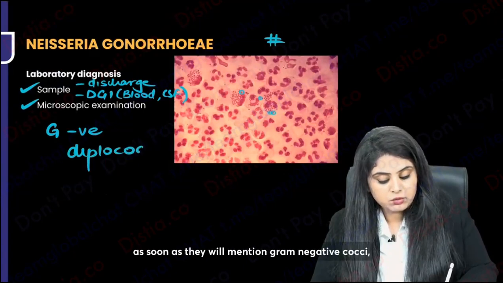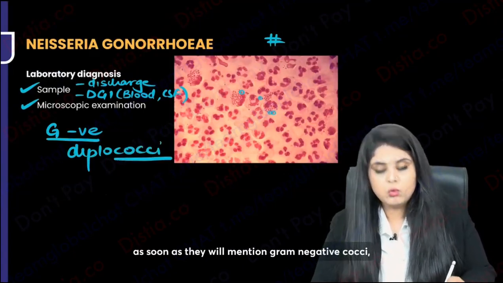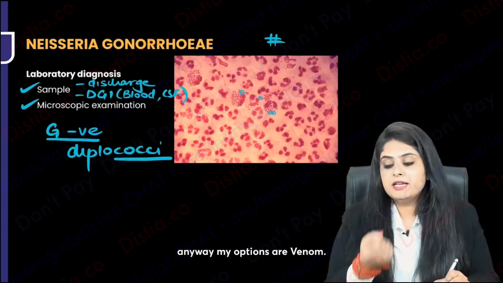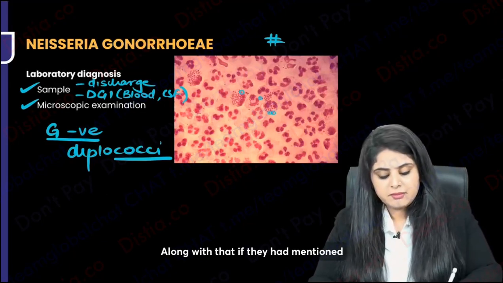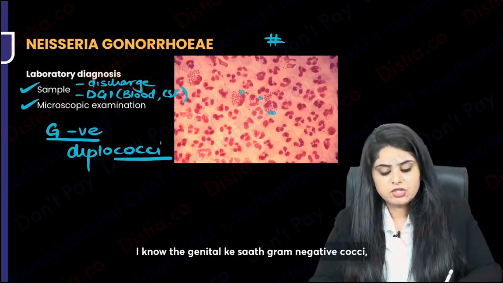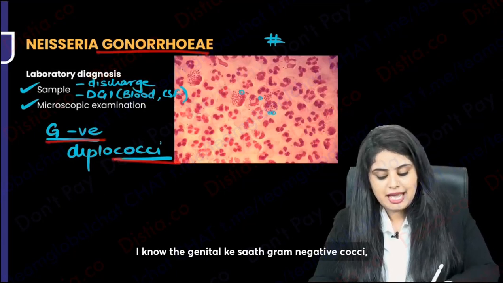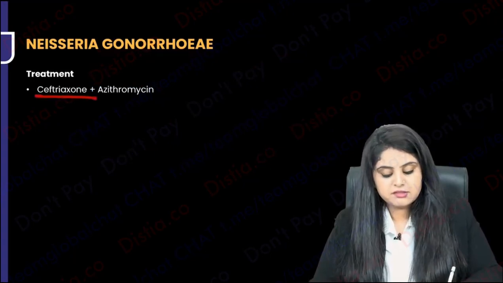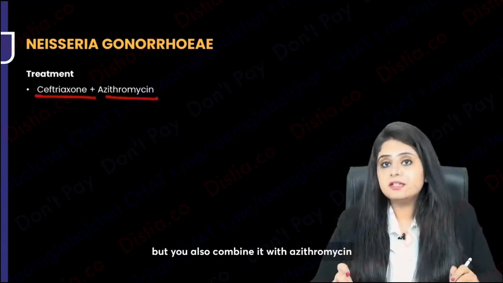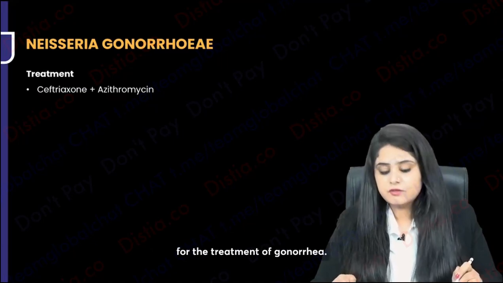See, first of all, as soon as they mention gram-negative cocci, my options are limited: Veillonella, Neisseria, Moraxella. Along with that, if they have mentioned some genital discharge, I know that with genital, the gram-negative cocci has to be Neisseria gonorrhoeae. And how do you treat? Of course, the same ceftriaxone, but you also combine it with azithromycin for the treatment of gonorrhea.